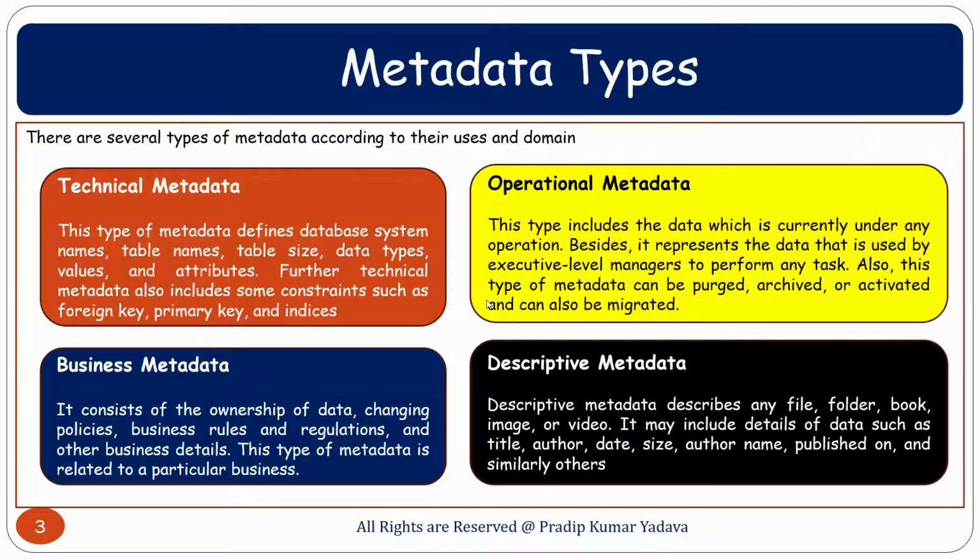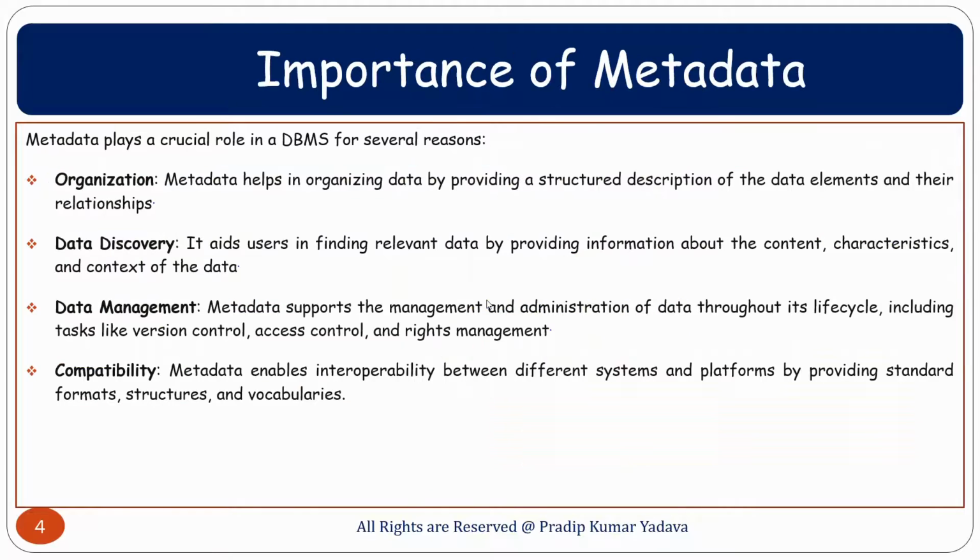Now the last one, we have descriptive metadata. Descriptive metadata describes any file, folder, book, image, or video, and it may include details of data such as title, author, date, size, author name, published on, and similarly others.